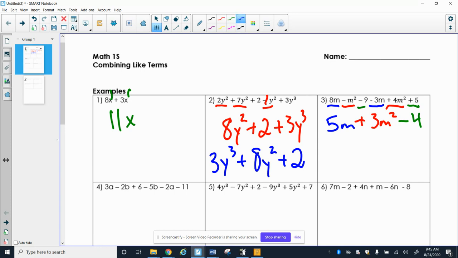Okay. And if we're going to write this in descending order, we'd put the 3m squared first plus 5m minus 4.